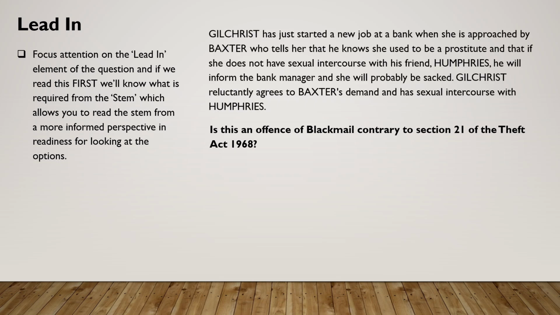Gilchrist has just started a new job at a bank when she is approached by Baxter, who tells her that he knows she used to be a prostitute and that if she does not have sexual intercourse with his friend, Humphreys, he will inform the bank manager and she will probably be sacked. Gilchrist reluctantly agrees to Baxter's demand and has sexual intercourse with Humphreys.